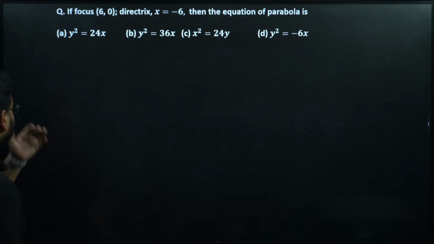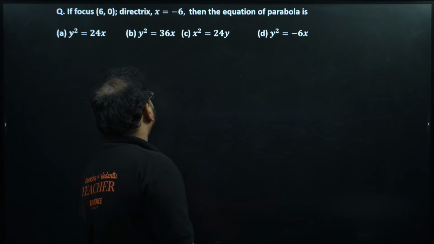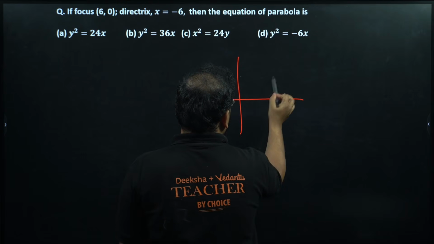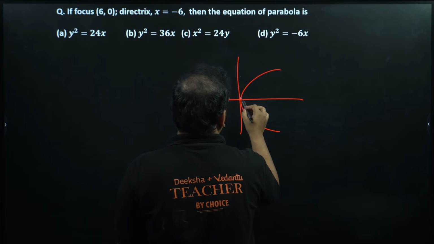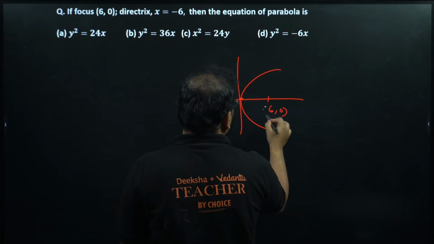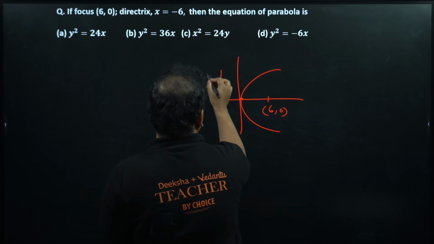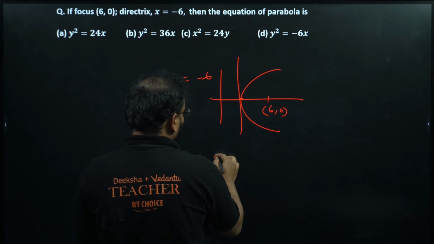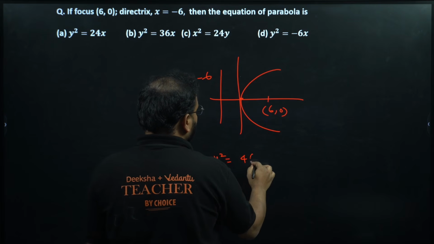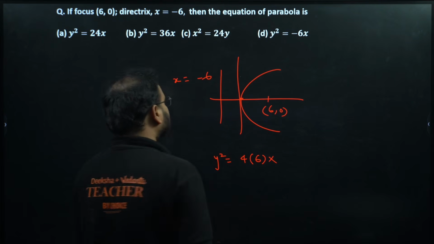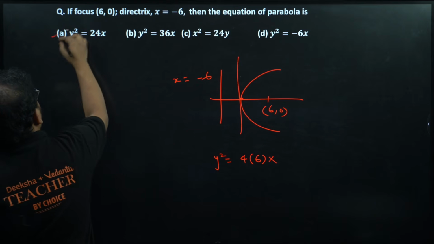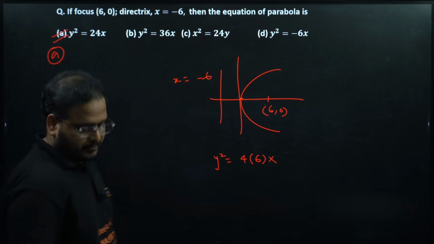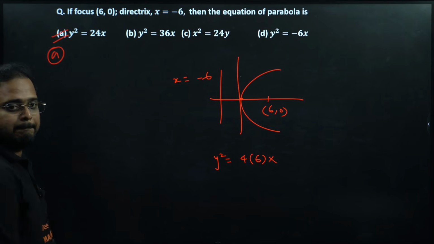But yeah, let's look at the questions now. If the focus is 6, 0, it's a parabola. The focus is over here, 6, 0. The directrix is over here, x equals minus 6. They're asking for the equation. This is a simple one: y square equals 4ax, with a as 6, so y square equals 24x. Option A is correct, guys. Please check. I hope this is clear.